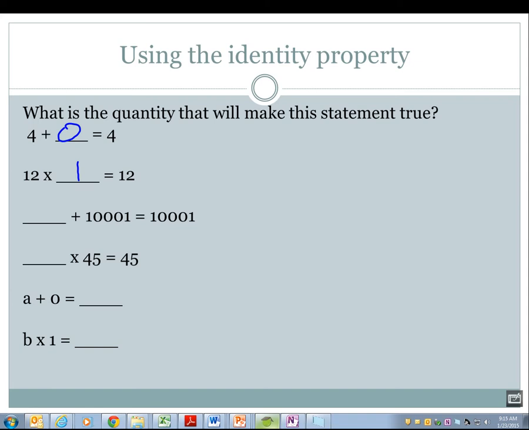How about the next one? What do we got to add to this one to make sure it's 10,001? 0, because you got to add 0 to that, and you're going to have the same thing. Then we have blank times 45 equals 45. What you got there, buddy? 1, because it's the identity property of multiplication. You got to multiply it by 1. That's right. Then this one is going to be what, Avery? B.